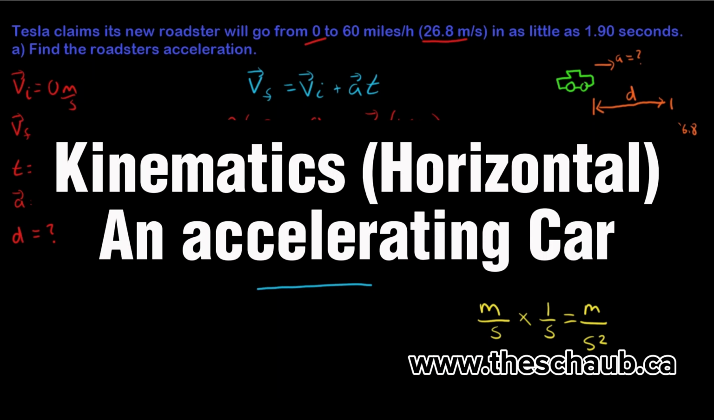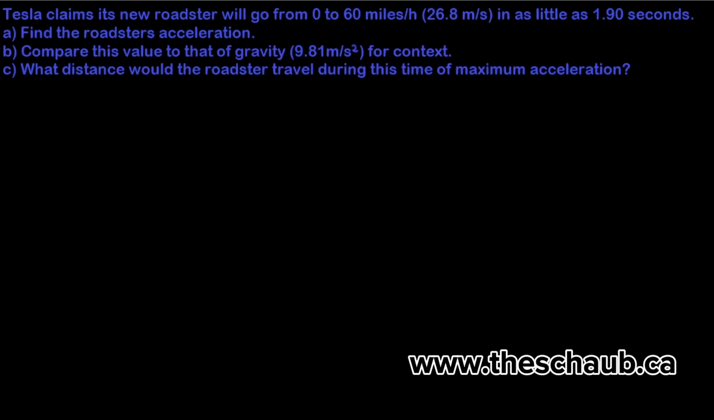Welcome to this video on kinematics, where we're going to find the acceleration and the displacement of a car that starts at rest. Tesla claims its new Roadster will go from 0 to 60 miles per hour, 26.8 meters per second, in as little as 1.9 seconds.